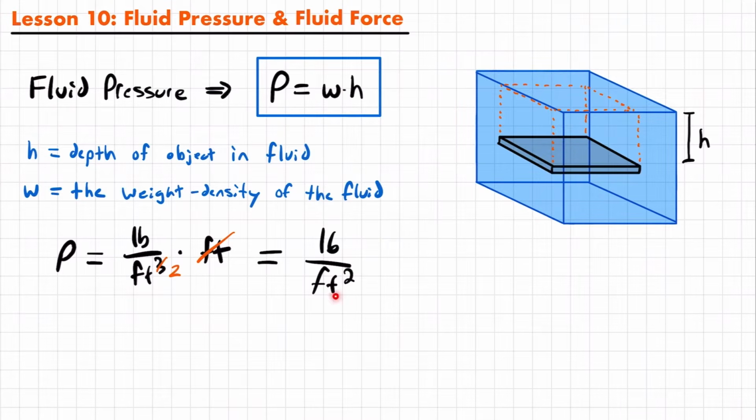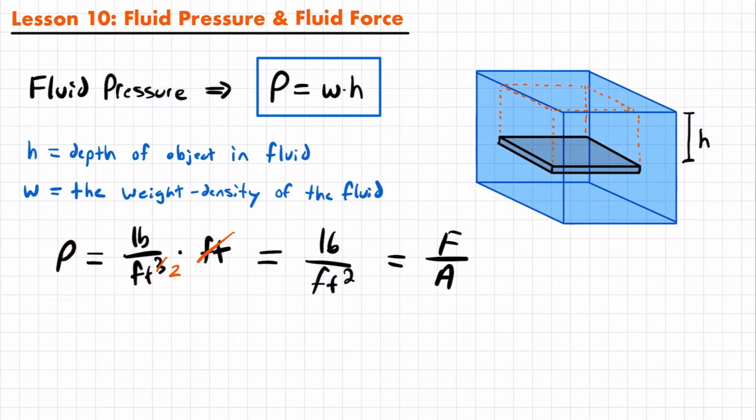And remember that feet squared will represent an area. Cubic feet is a measurement of volume, and so feet squared is a measurement of area. Since that is a measurement of area, and we know that pounds is a measurement of force, then the fluid pressure is equal to a force divided by area. That's what I mean when I say fluid pressure is force per unit of area.